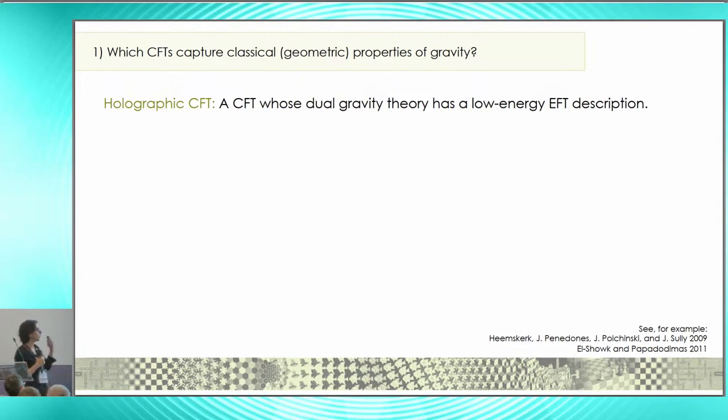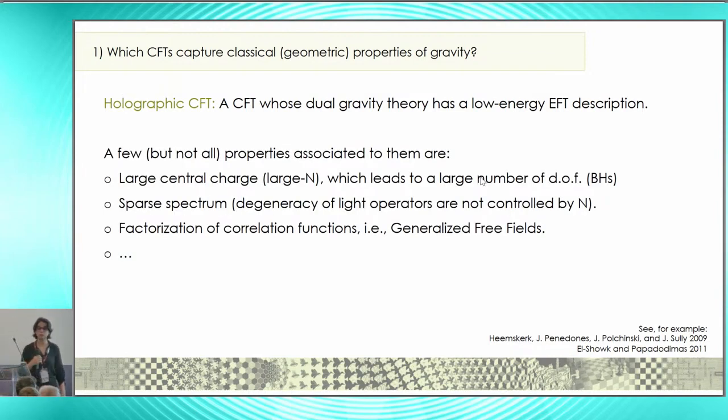Now, when I talk about holographic CFTs for the rest of this part, I really mean a CFT whose gravity dual has a low energy effective field theory description. So to satisfy Scobie's question, I'm now interested in these large N CFTs. I'll move away from the Ising model. What we know from AdS/CFT is that there are a few properties associated to these CFTs. We need large values of the central charge if you want this low energy description. You want a sparse spectrum. Basically, in the language of the CFT, you don't want a lot of light operators. You want this generalized free field behavior, so you want a factorization of correlation functions.